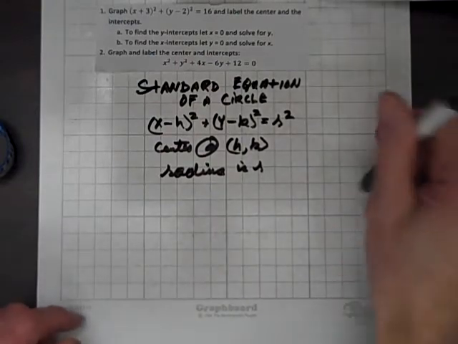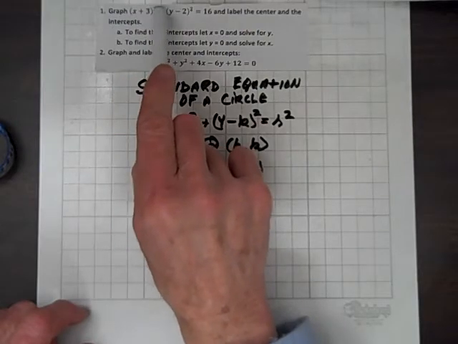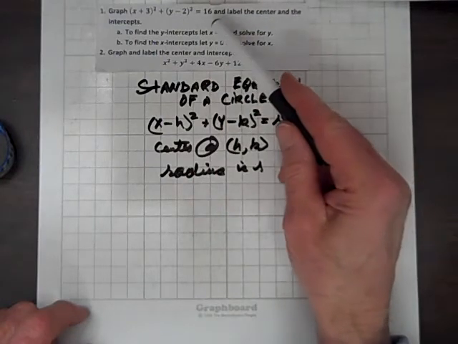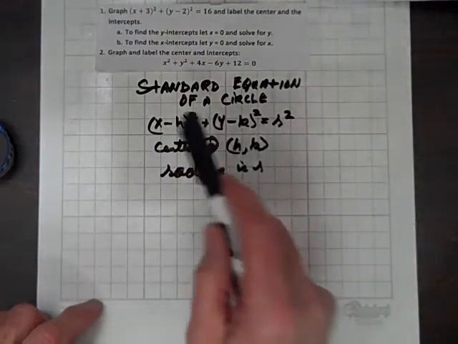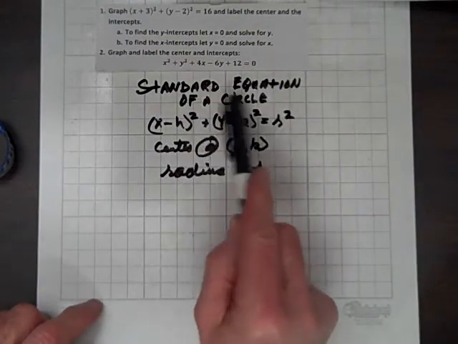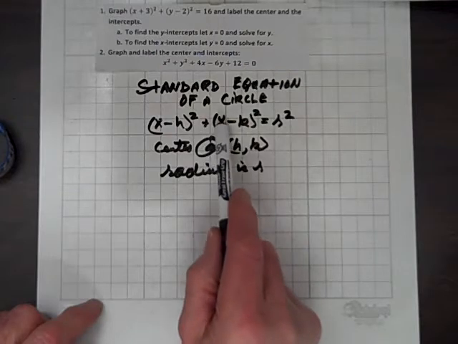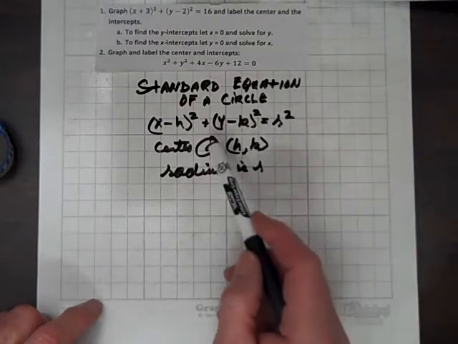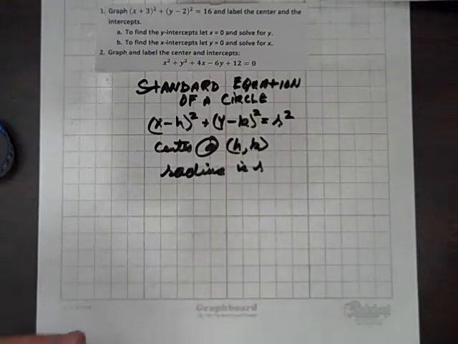Well, our task at the moment is to graph the circle described by the equation (x + 3)² + (y − 2)² = 16. And we'll label the center and the intercepts. Now keep in mind that the standard equation of a circle has the form (x − h)² + (y − k)² = r². And the beauty of this is that the center is at (h, k) and the radius is r.